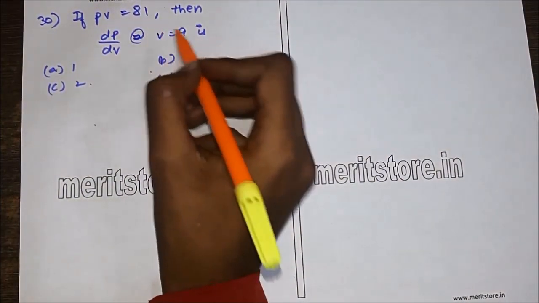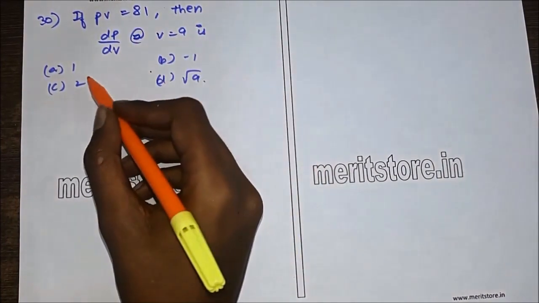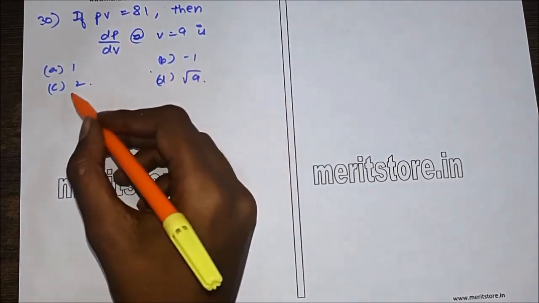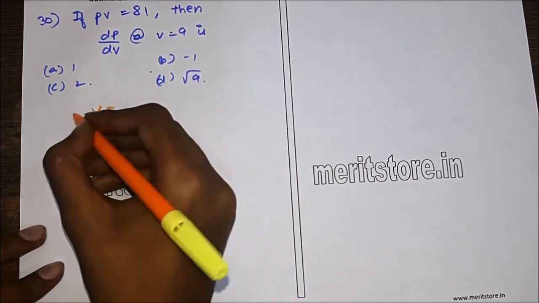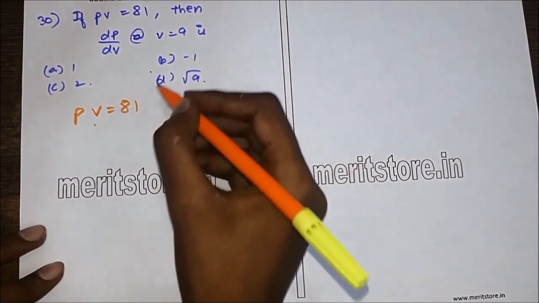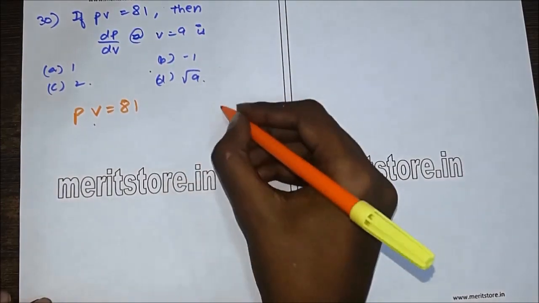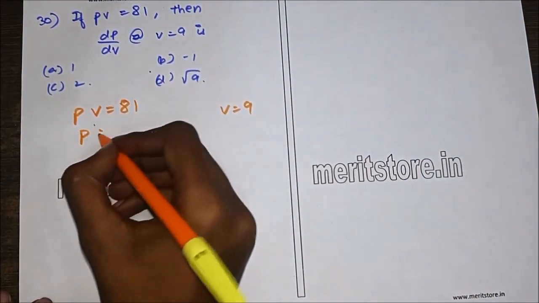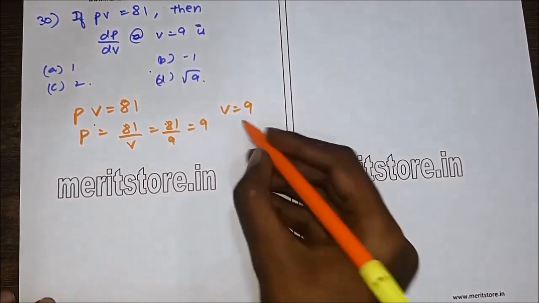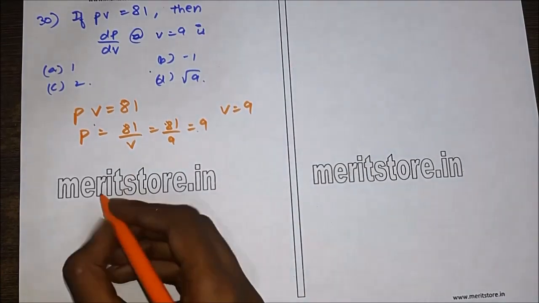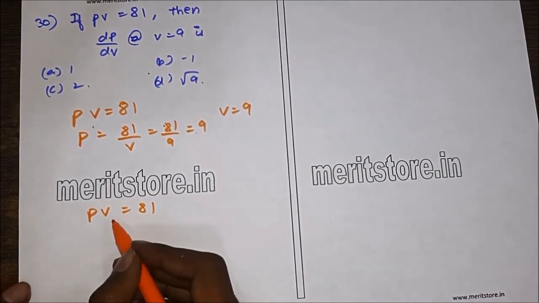If p into v is 81, then dp by dv at v equal to 9 is, the options are a, b minus 1, c 2 and d root 9. So first it is given that p into v is 81. So we have to find the value of dp by dv at v equals 9. So for v equal to 9, p is 81 by v, which is 81 by 9, which is 9. So p is 9 and v is also 9. So now p into v is 81. Now we differentiate it with respect to v.